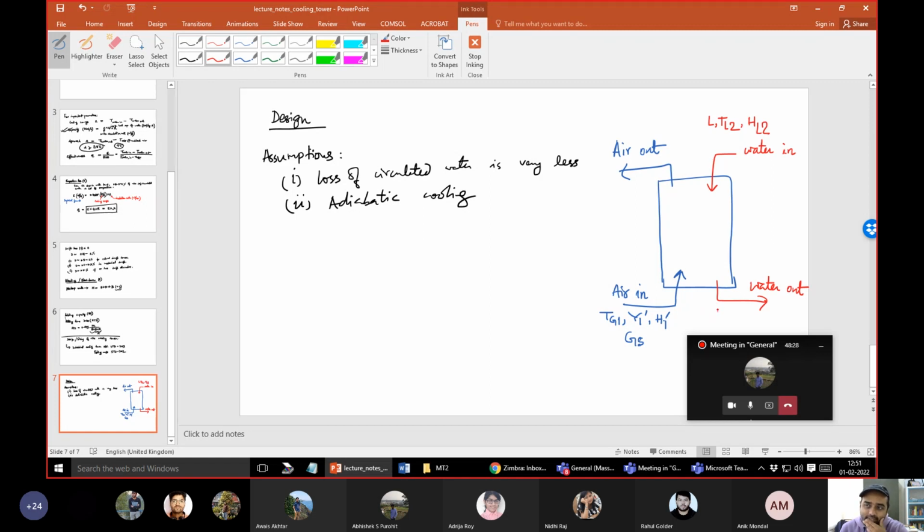Here at the bottom, the flow rate would be the same, that would be L. I will write this as TL1, and this as HL1. For the gas outlet, the flow rate would remain the same. I will mark it as Y2 prime, H2 prime, and Tg2.